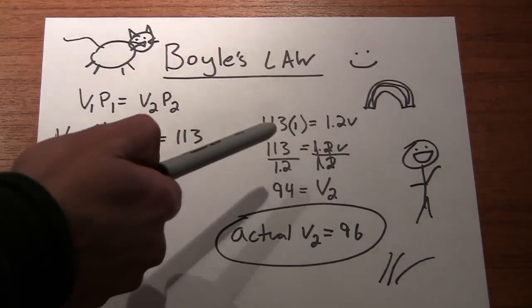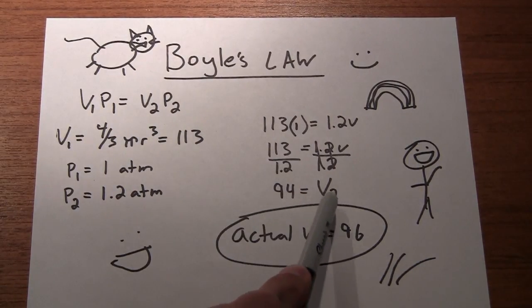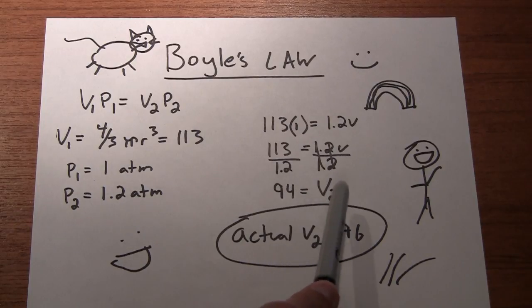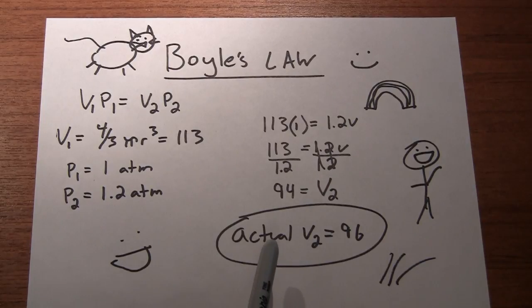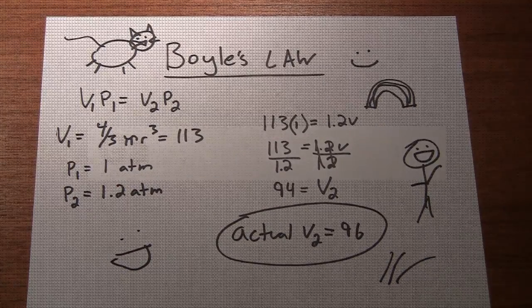This over here is the plugged-in proportion, and so our theoretical yield is 94 inches cubed. And what we actually got was 96 inches cubed, so we weren't that far off. And then I just wanted to have fun, so I drew some pictures.